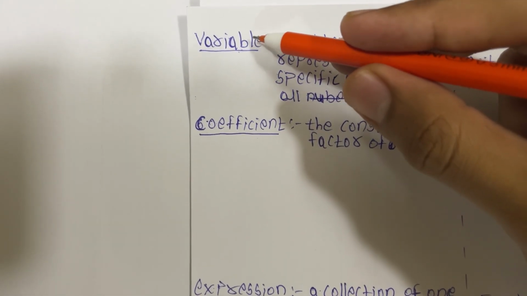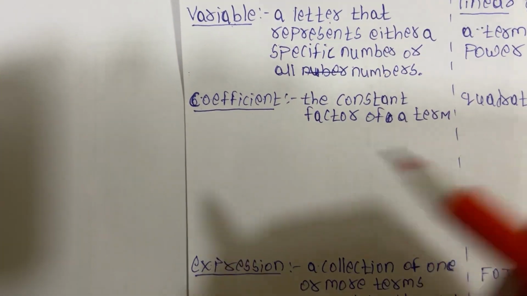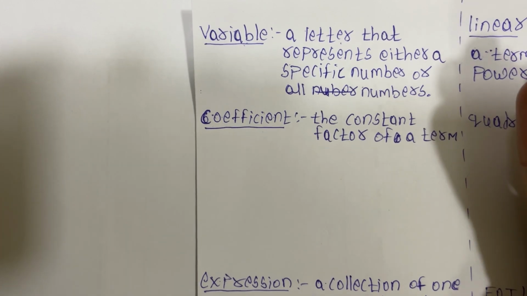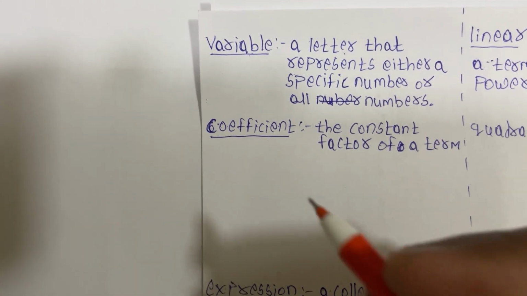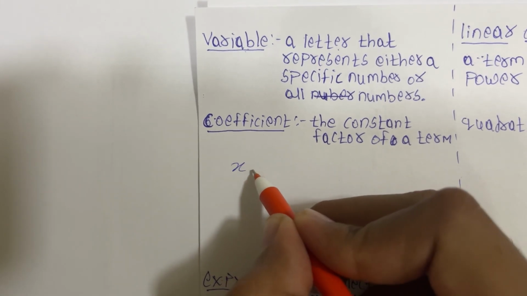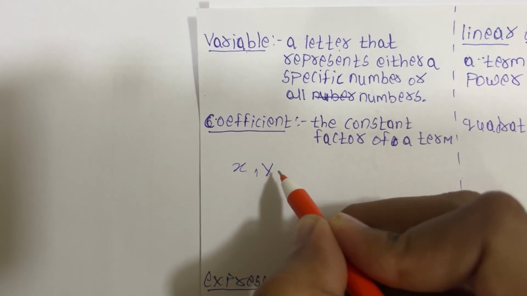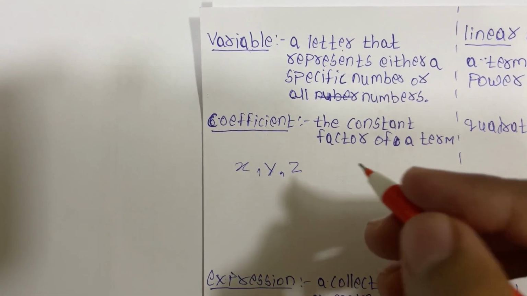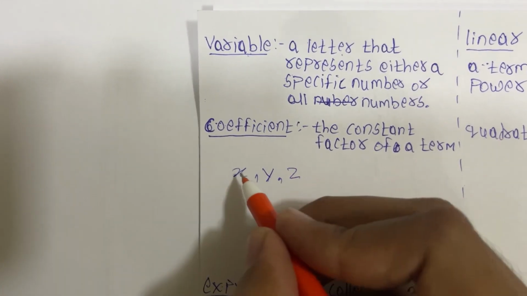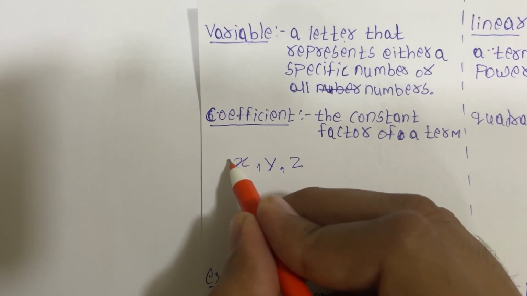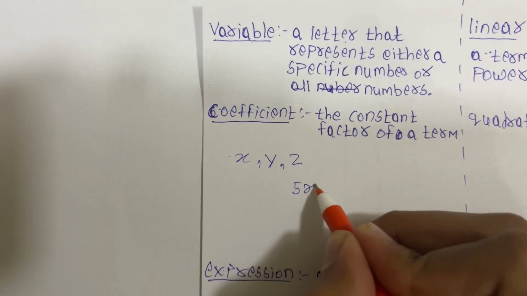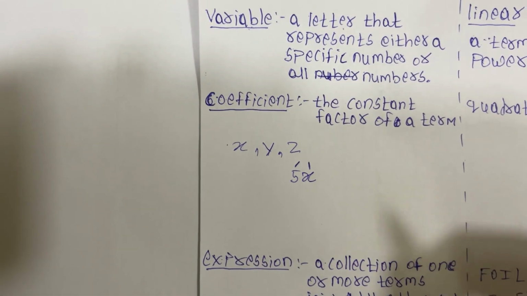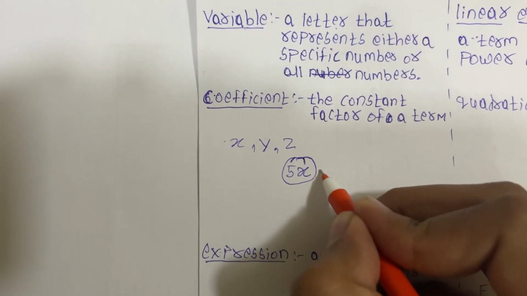Okay, so we'll explain what is variable and coefficient. So variable, let's consider a letter that represents either a specific number or all numbers. For example, x, y, z. So these are all variables. And then what are coefficients? So coefficients are the numbers which are written before these variables. For example, 5x. In this, 5 is a coefficient and x is a variable, and this whole 5x is called a term.